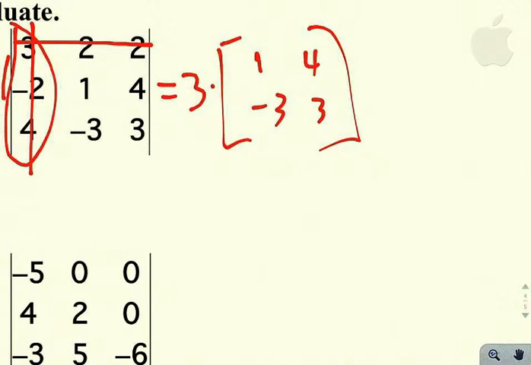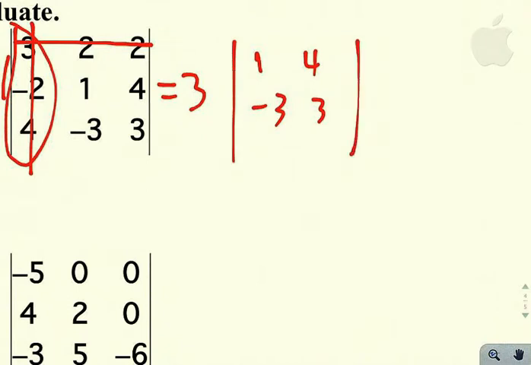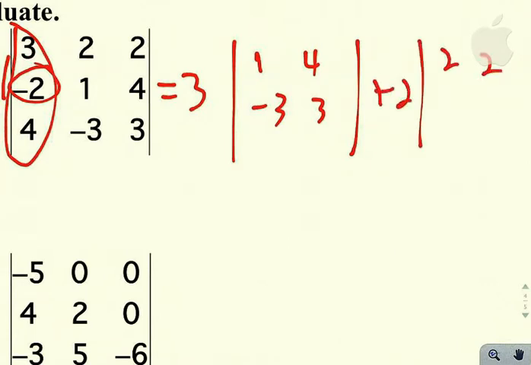Oops, I forgot. These are supposed to be vertical bars. And then the opposite of this number times 2, 2, minus 3, 3. Remember, that one is in this row, this column. That'll give you the numbers now that you see.